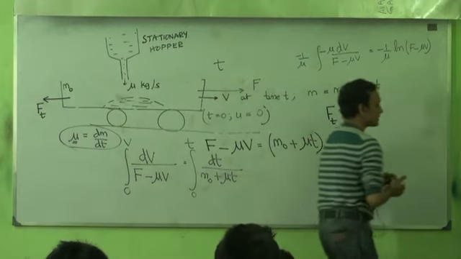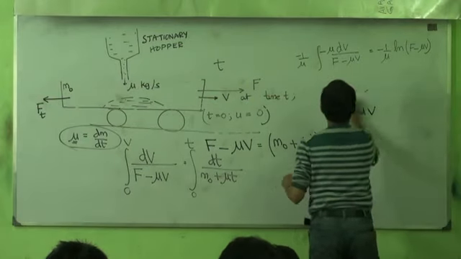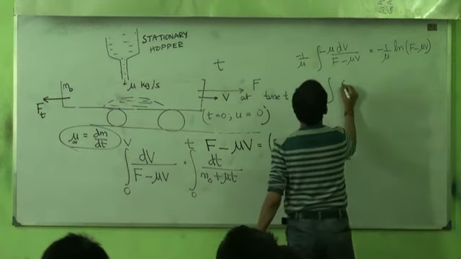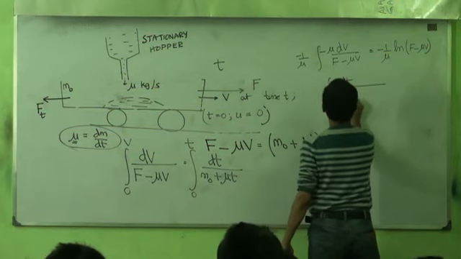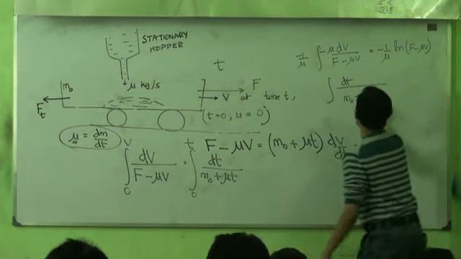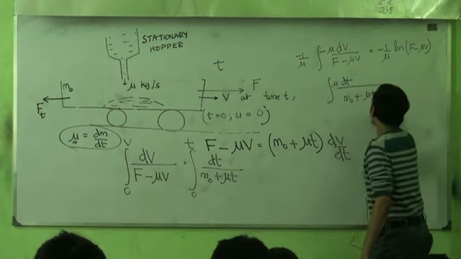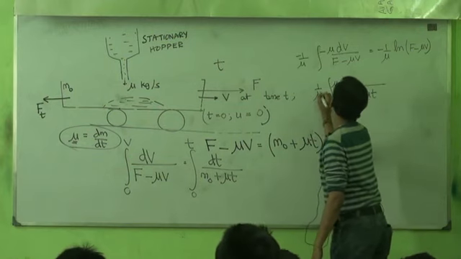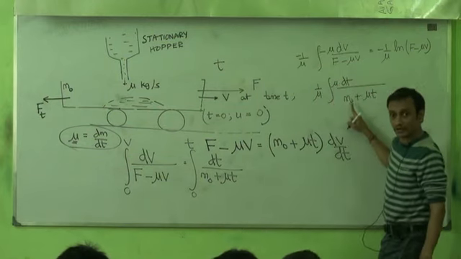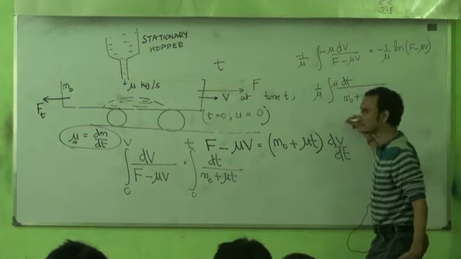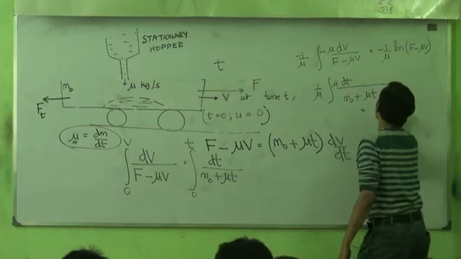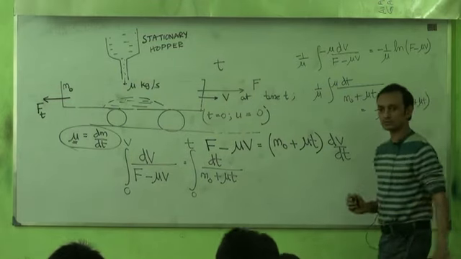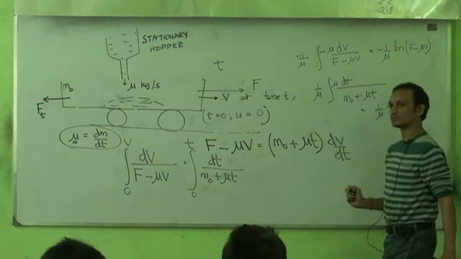Similarly, let's say the integral of dt by m naught plus mu t. Hey, I can make the numerator the derivative of the denominator. The integral will become the logarithm of the denominator. I've given you this result in the past, right? So this becomes 1 by mu log of m naught plus mu t.